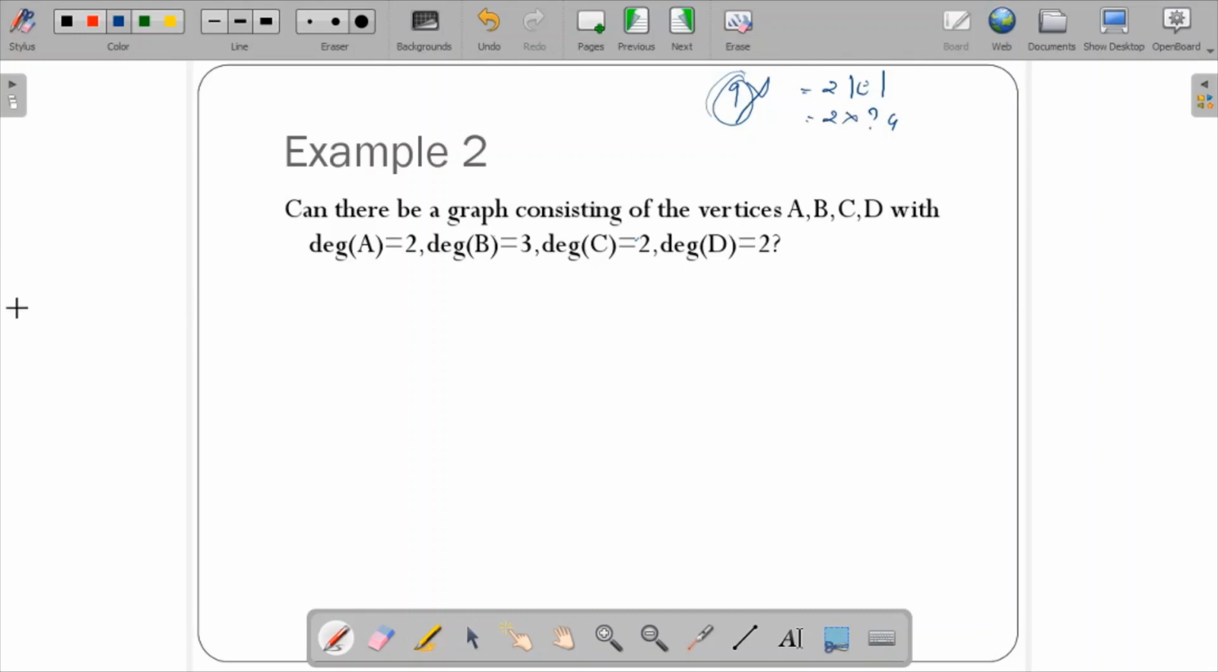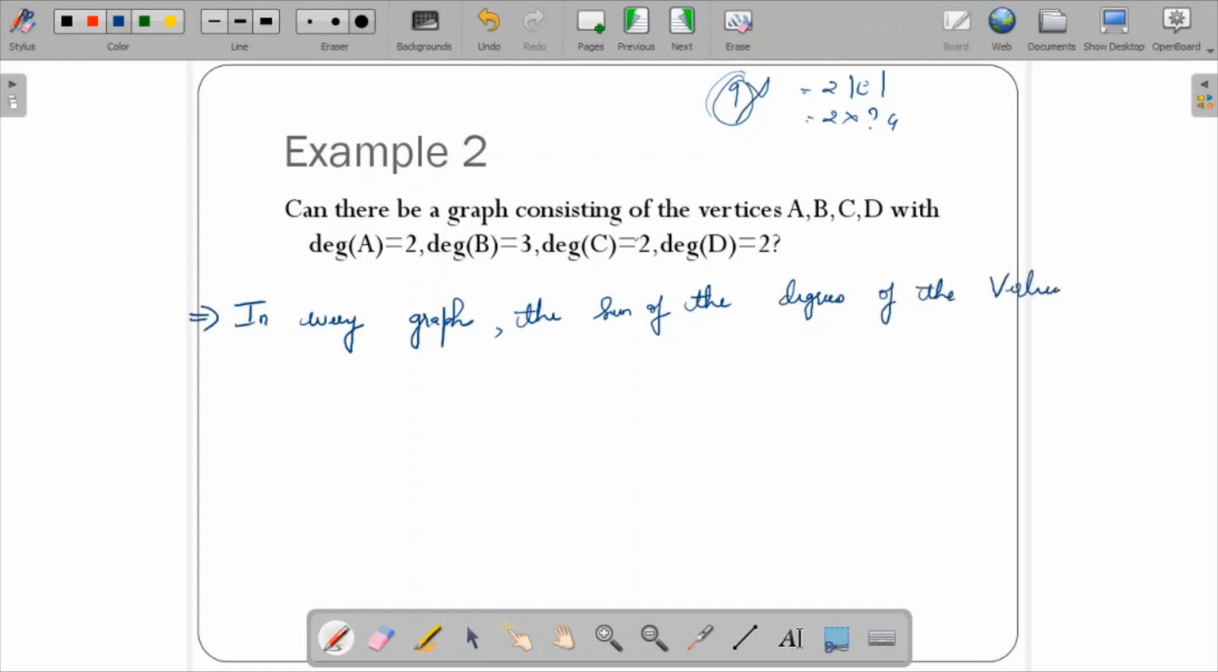So what you can write is, in every graph, the sum of the degrees of the vertices has to be an even number.